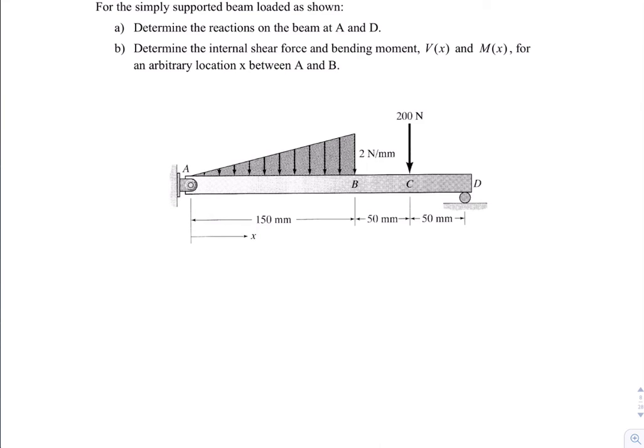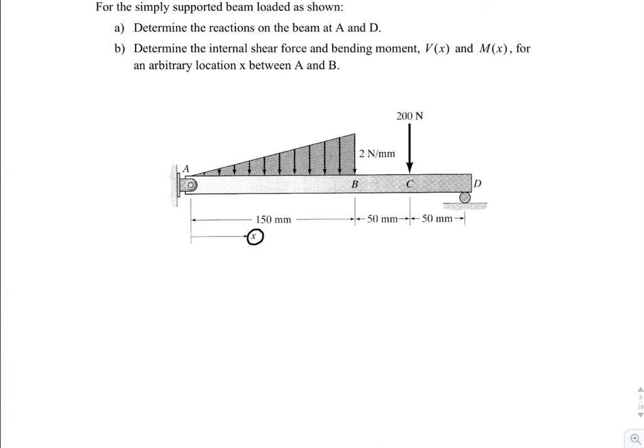For this problem, we're looking at a simply supported beam. It's got a line load between A and B, which varies linearly with x, where x is measured to the right. Also a point load there at point C. And what we want to do is find the internal shear force and the bending moment, V and M, for an arbitrary location at x somewhere between A and B.